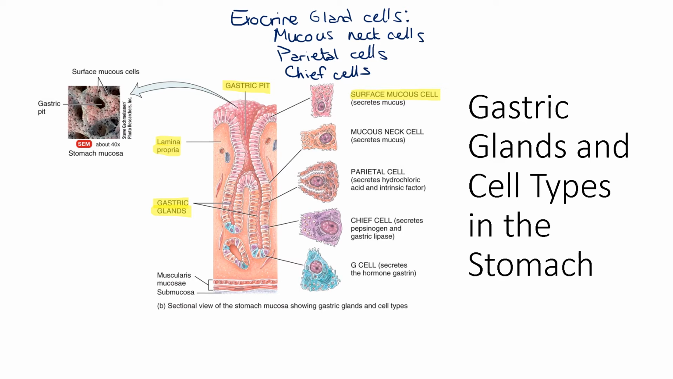So mucous neck cells secrete mucus. Parietal cells produce what's called intrinsic factor. This is needed for the absorption of B12. And these parietal cells will also secrete hydrochloric acid.